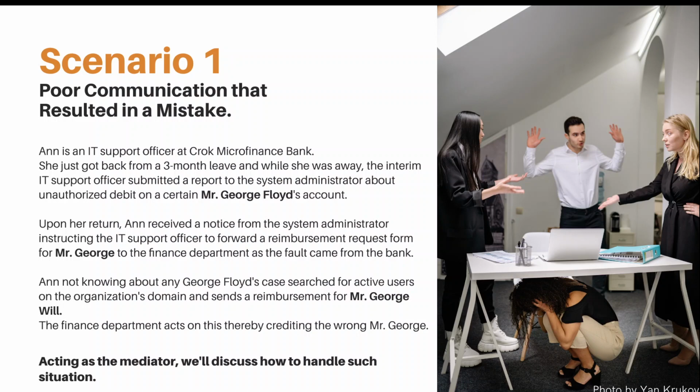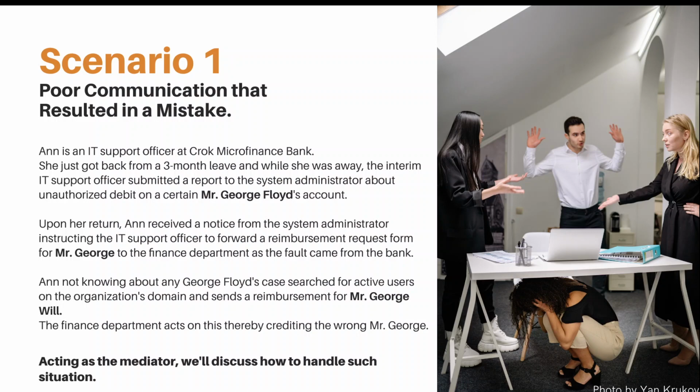Anne is an IT support officer at Croc Microfinance Bank. She just got back from a 3-month leave, and while she was away, the interim IT support officer submitted a report to the system administrator about an unauthorized debit on a certain Mr. George Floyd's account. Upon her return, Anne received the notice from the system administrator instructing the IT support officer. Note that he did not say Anne. He just forwarded this notice to the IT support officer to forward a refund request form for Mr. George to the finance department, as the fault came from the bank.